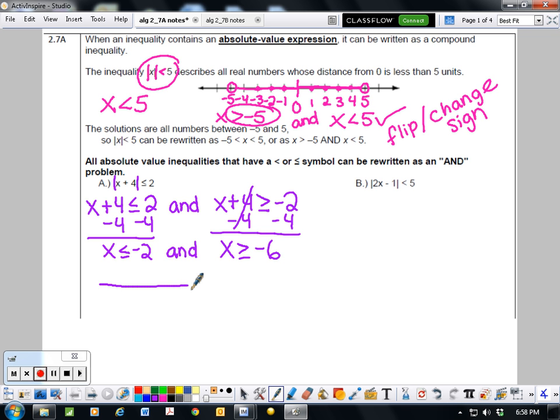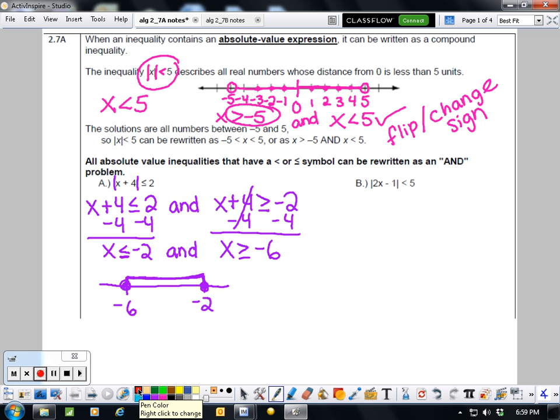And so when I graph, I'm looking at the numbers negative 6 and negative 2. There are closed dots because of the lines underneath. And I want x is greater than or equal to negative 6, but less than or equal to negative 2. And so we're getting that compound inequality from here.